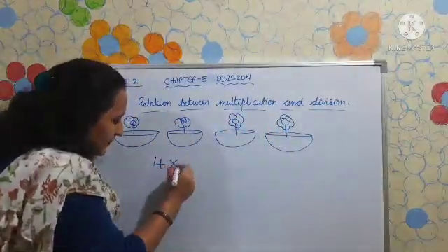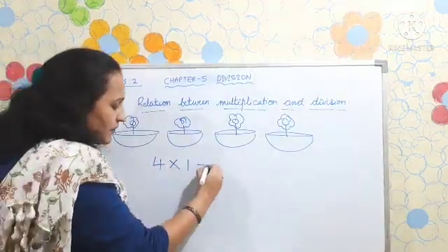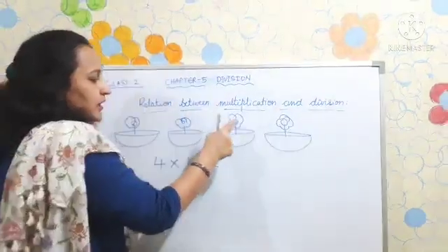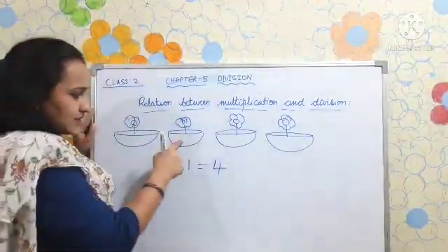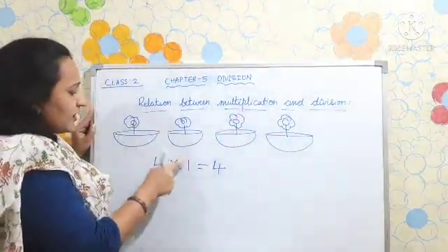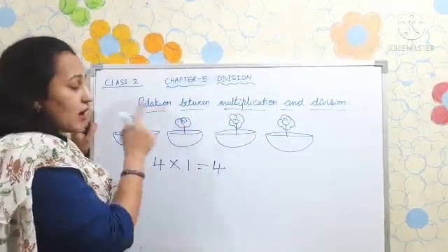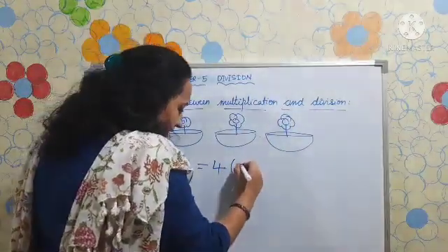So multiply by 1. 4 times 1 is how much? Total how many flowers we have? 1, 2, 3, 4. See, 4 pots and each pot 1 flower, only 1, right? So 4 times 1 makes how many? 1, 2, 3, 4. This is multiplication.